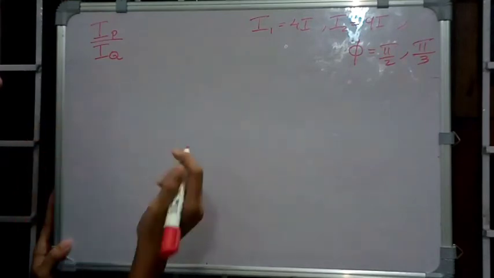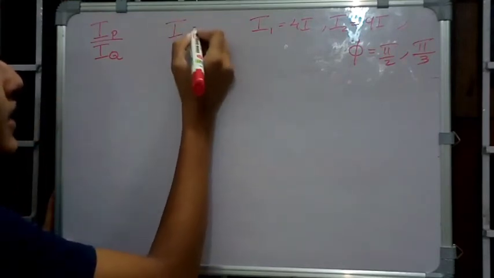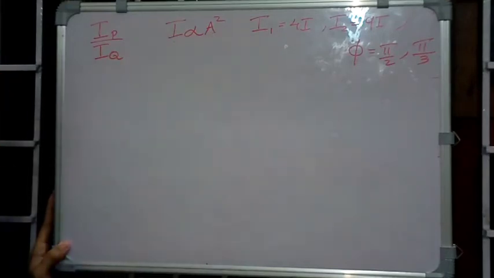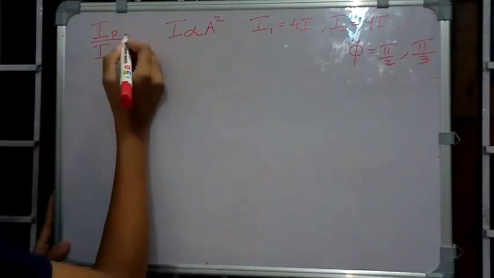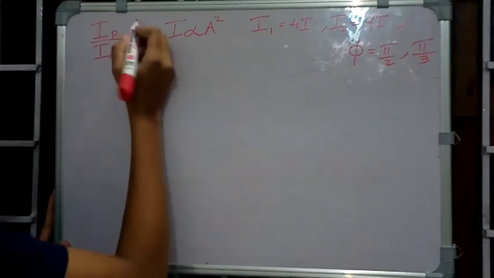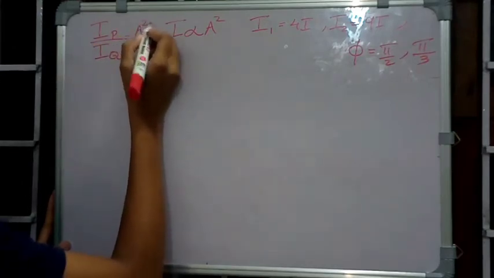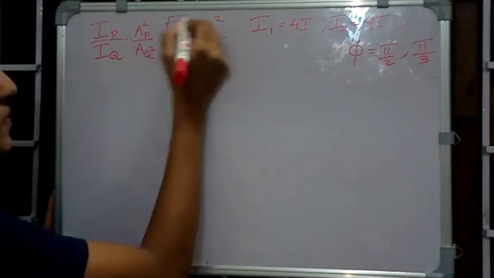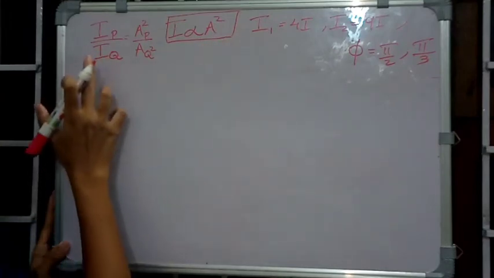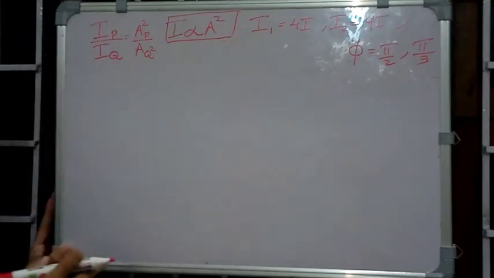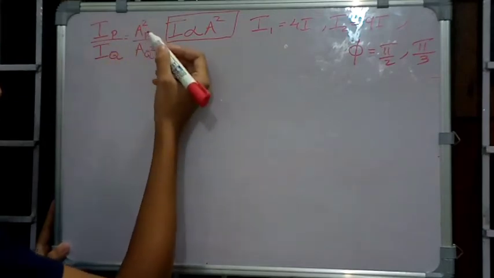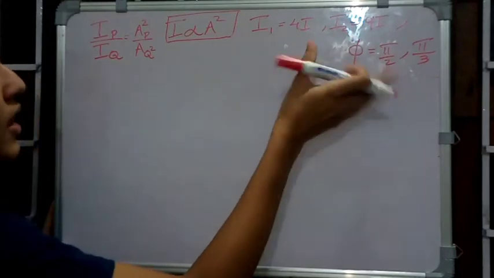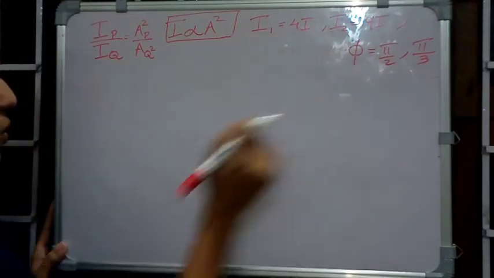So we have learned that I is directly proportional to A square. Here I is the intensity and A is the amplitude. So we can rewrite it as IP by IQ will be equal to AP square by AQ square. So in order to find the ratio of this IP by IQ, first of all, we must know the values of this AP and AQ. So first of all, let's solve the question by taking the given quantities.